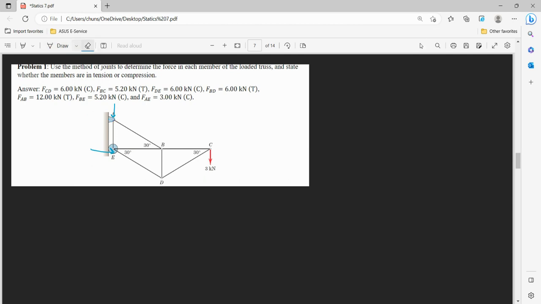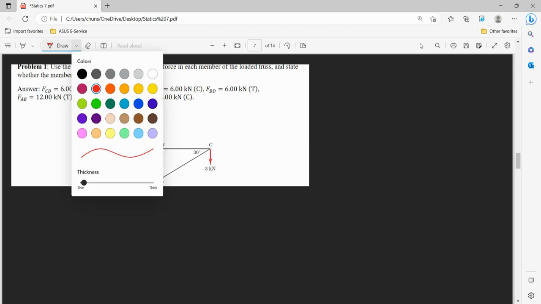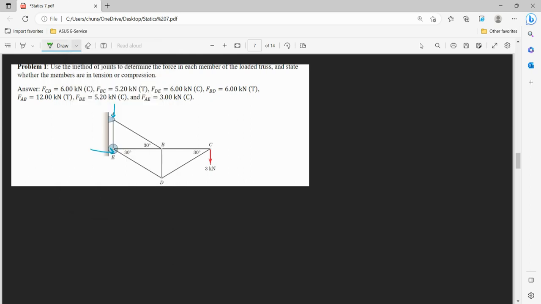Actually, no. Let's start at whichever one has the least amount of unknowns. I would start at C. So let's start at pin C. Pin C has force FBC and force FCD, considering them in tension, and we have an external force of 3 kilonewtons. Method of joints means that we develop two equations for each one. So we have two unknowns and two equations, so we can definitely solve for this.